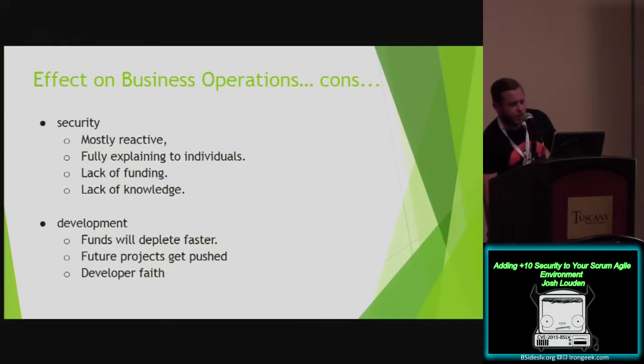So what are the effects on business? What are the cons? Since security is mostly reactive, you can't fully plan for some things. When new policies and mechanisms are implemented or created, sometimes the proper explanation of why something is happening or why something needs to be implemented isn't really explained to individuals. So individuals complain, they get frustrated, their daily routine is adjusted and has become more complex.